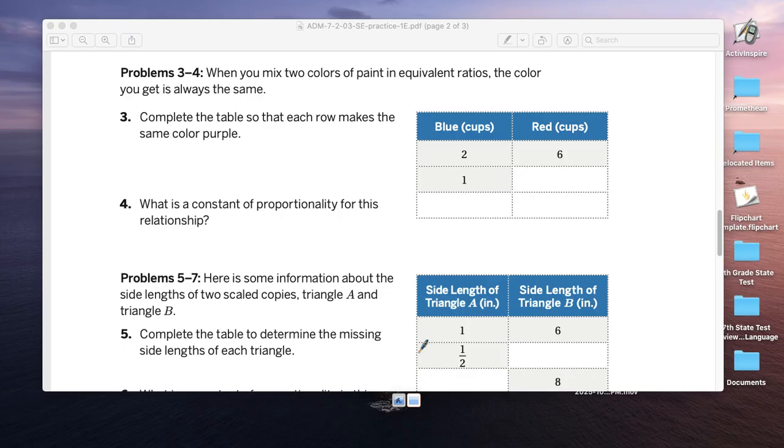When you mix 2 colors of paint in equivalent ratios, the color you get is always the same. So think about this. You mix blue and red. I have no idea what you get when you mix blue and red. Alexa, what do you get when you mix blue paint and red paint?